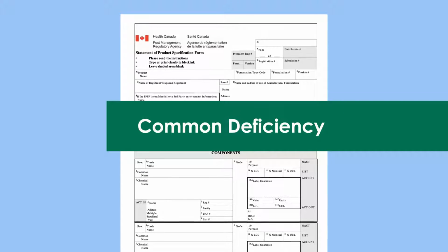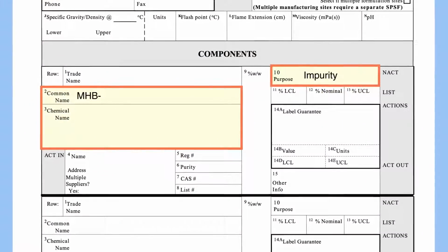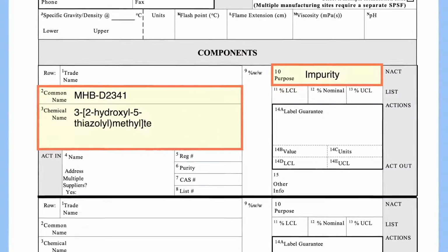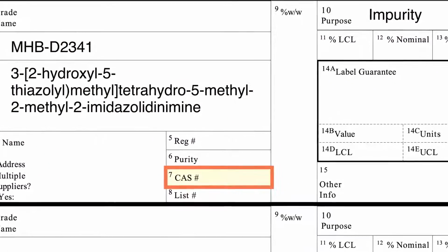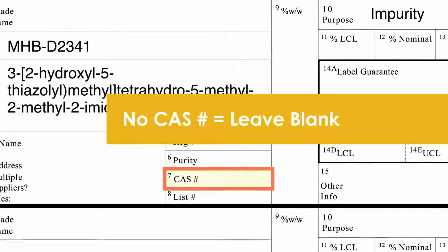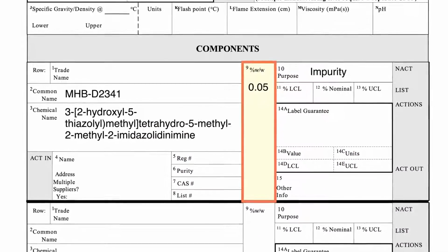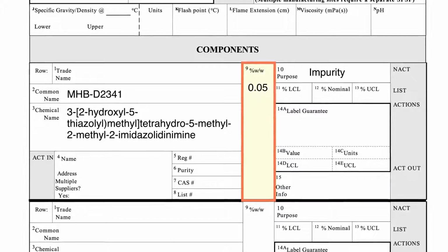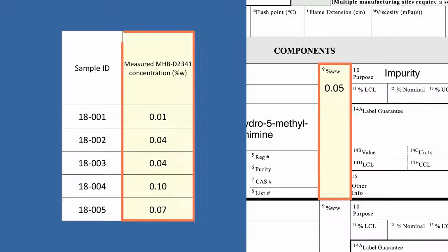The SPSF form appears. Text appears over top of the form that says Common Deficiency. If possible, always give the impurity code name and a valid CAS or IUPAC chemical name. Here you need to enter a valid CAS number, but impurities without an associated CAS number will be blank. Then enter the weight percentage. This is calculated by taking the average level from the 5-batch data for the manufacturing site. Here, the mean of these 5 values were taken to get the weight percentage.